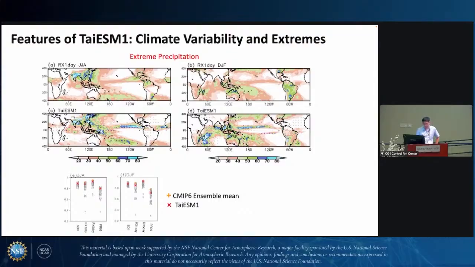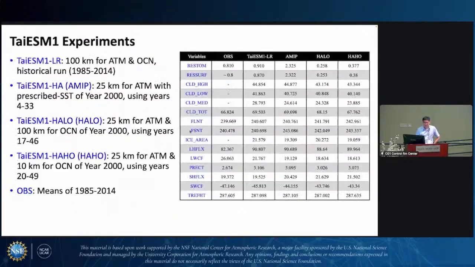So therefore, based on this CESM1, we would like to do a high resolution simulation to see how it works out. And then we carry out several experiments. First is of course the standard low resolution CESM1, which is 100 kilometer for atmosphere and ocean. And also we carry out a prescribed SST run for high resolution atmosphere using 25 kilometer atmosphere. And also for high resolution coupled simulations, we carry out two runs. One is the high resolution atmosphere, low resolution ocean.